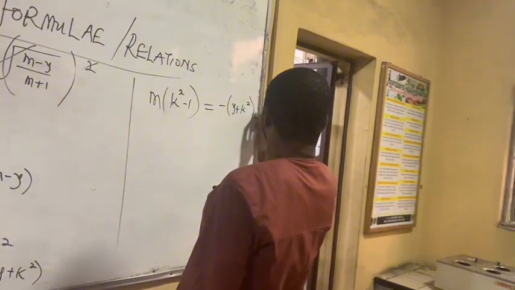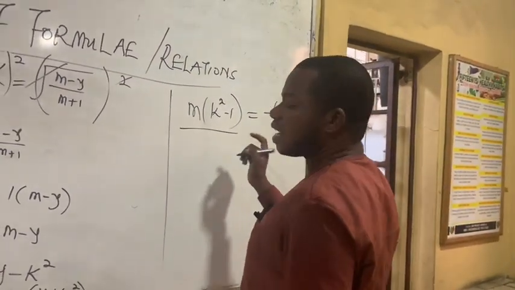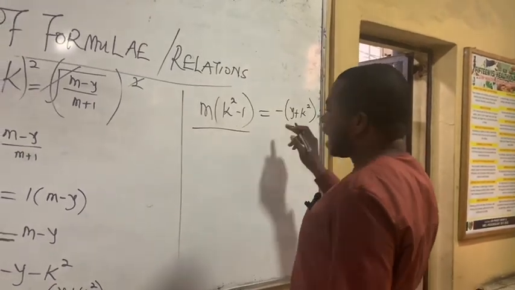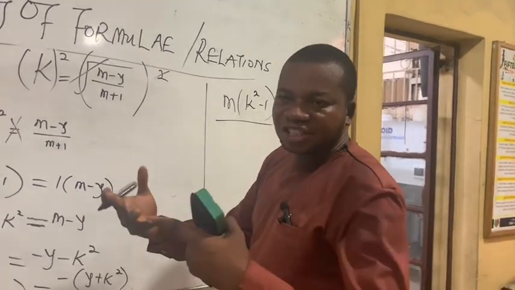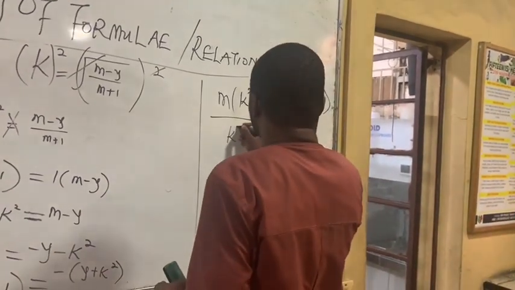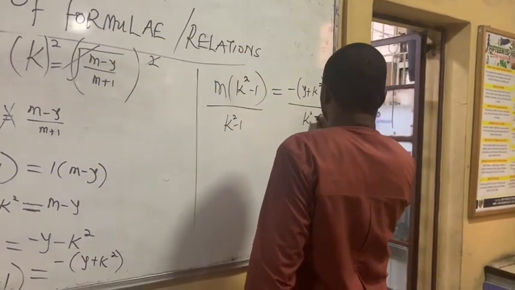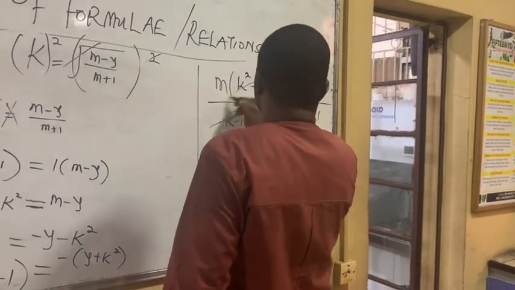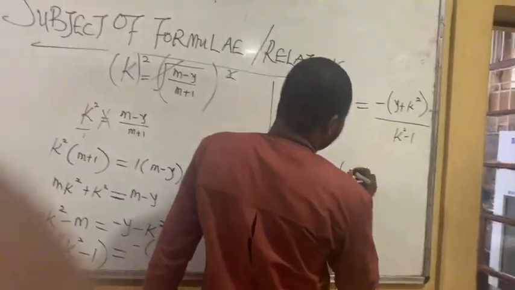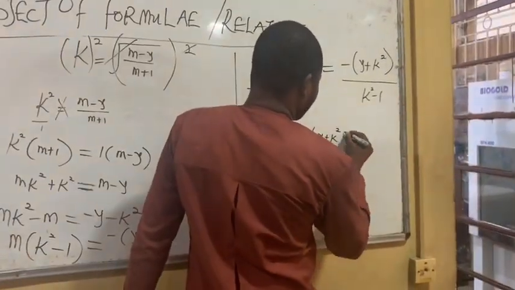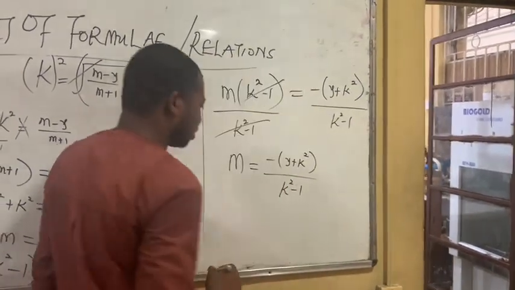Okay, all right. So what are we looking for? We are looking for m. So because of that, we are dividing both sides of the equation by the coefficient of m, which is, by coefficient I mean what is attached to m. So that is k squared minus 1 is what is attached to m. So by k squared minus 1. This cancels out this. We are left with m is equals to minus into bracket y plus k squared all over k squared minus 1.